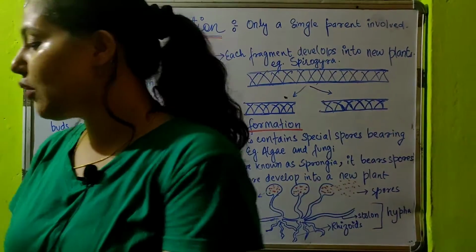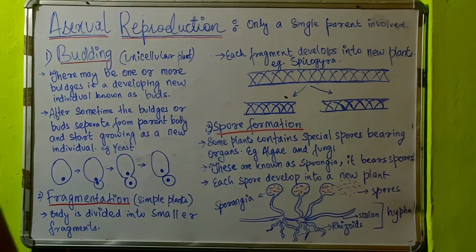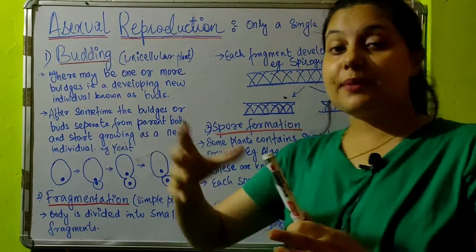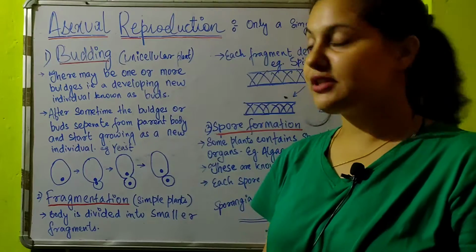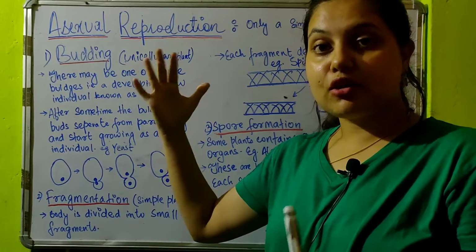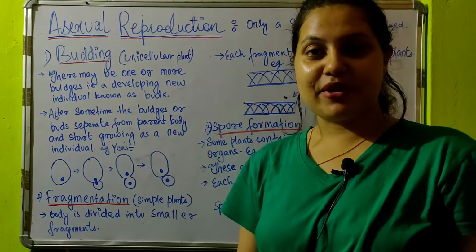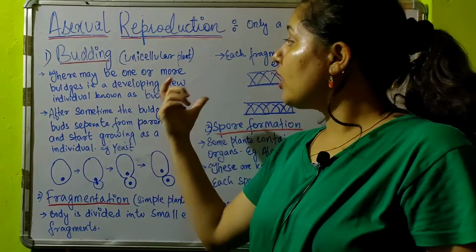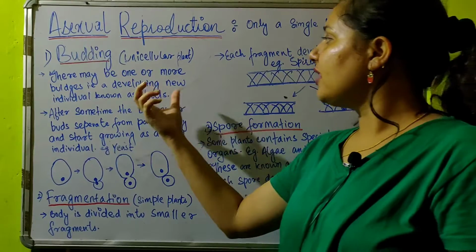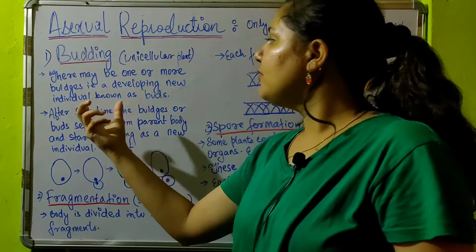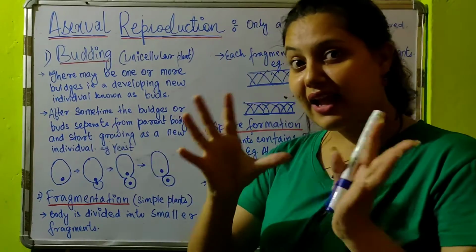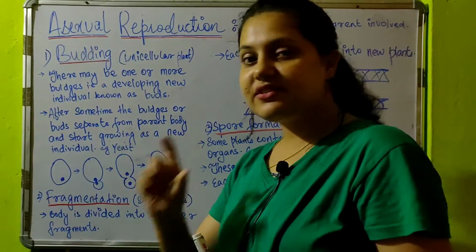Now let us talk about the different types of asexual reproduction. There are different types of asexual reproduction which happen in plants. We will be discussing each and every one of them step by step. First, coming to budding, there may be one or more bulges developing into a new individual, known as buds. You see, this is a diagram of a yeast cell.